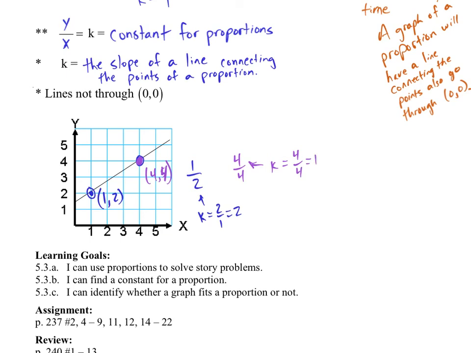So do you agree I have two different constants? The constant here is 2. Constant here is 1. So are these 2 points, do they form a proportion? No, you can't say 1 over 2 equals 4 over 4, those are not a proportion. So I have these 2 points here that don't form a proportion. It's not one fraction equals another fraction. They're not equal. The line between them does not go through 0, 0. So the very last line of the notes will say, lines not through 0, 0 do not represent proportions.